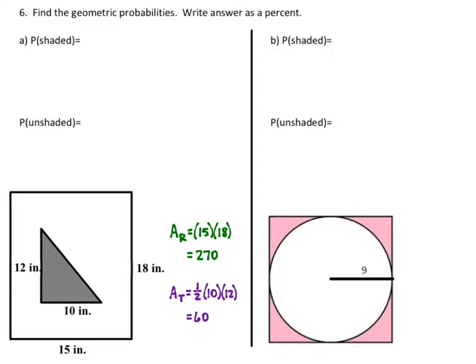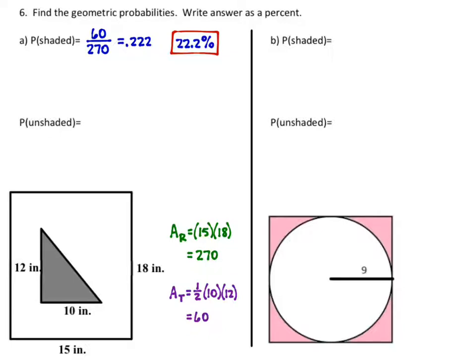And now the sample space here is going to be the entire shape. So that means the rectangle is going to be my sample space. And then my event space is the shaded region, so that'd be 60. That's pretty straightforward. That converts to 0.222, or because we want a percentage, we write that as 22.2%. Obviously, you can be more accurate than that, 22.2222%, but regardless.